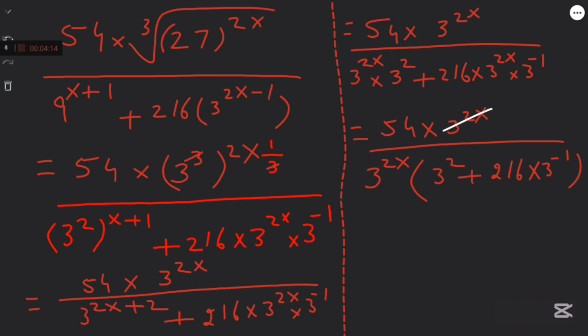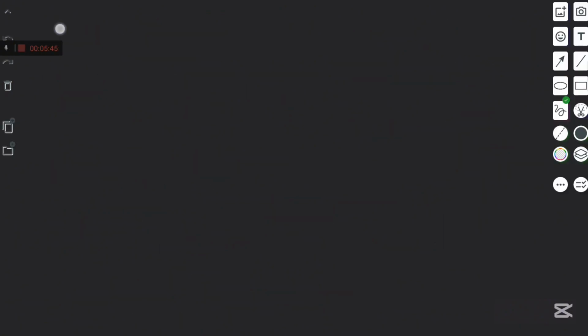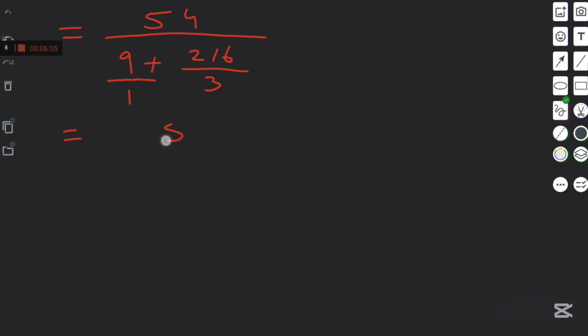Okay, so 3 power 2x and 3 power 2x cancel, equal to 54 over 3 power 2 is 9, plus 216 times 3 power minus 1, which is actually 1 by 3. So 54 over 9 plus 216 divided by 3. So we can write here 1. So we can write further 54 over.